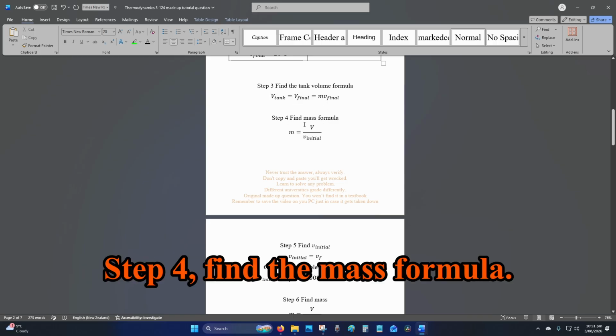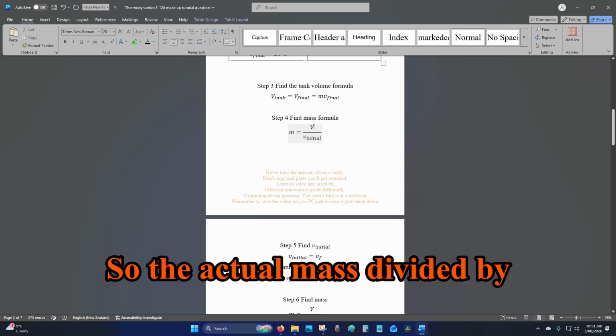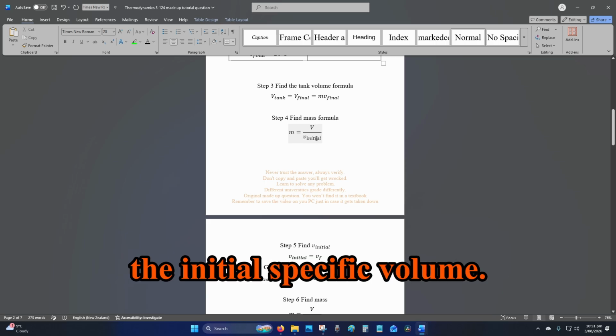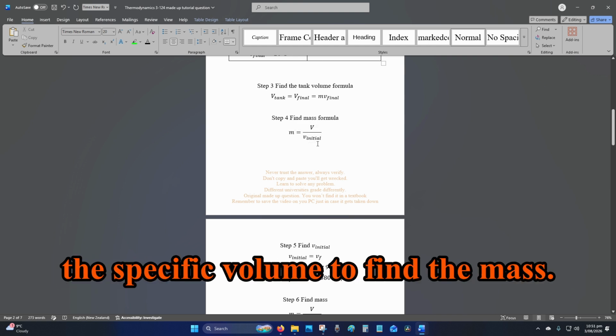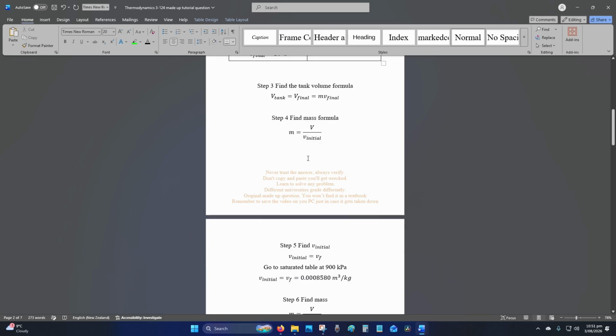Step 4, find the mass formula. So the actual volume divided by the specific volume to find the mass. That's what I'm trying to say.